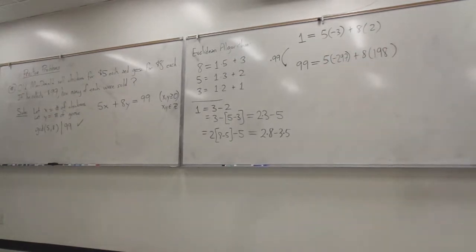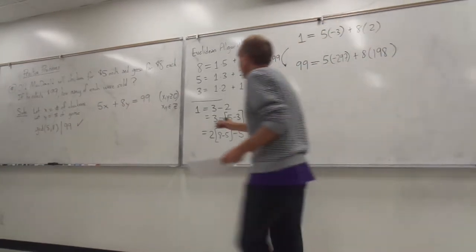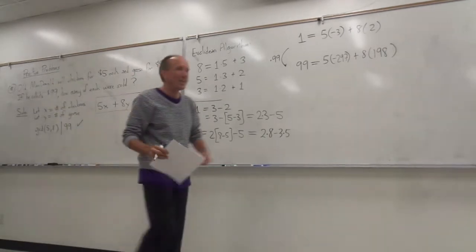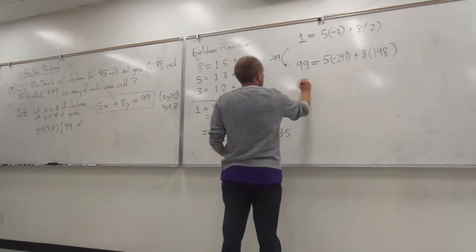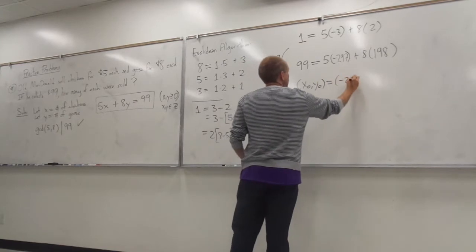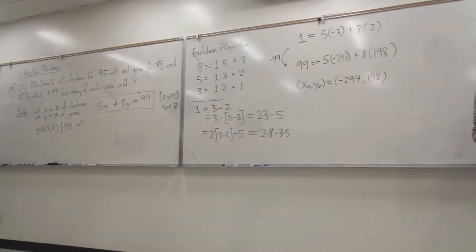Okay? So I actually have come up with one solution to my Diophantine equation here. It's not an acceptable solution because we have a negative number as one of the solutions. But we do have a solution which we usually refer to as x naught, y naught. So this would be negative 297, comma 198. Okay? So the trick here is to start off by finding one solution to the equation. Everybody with me so far?